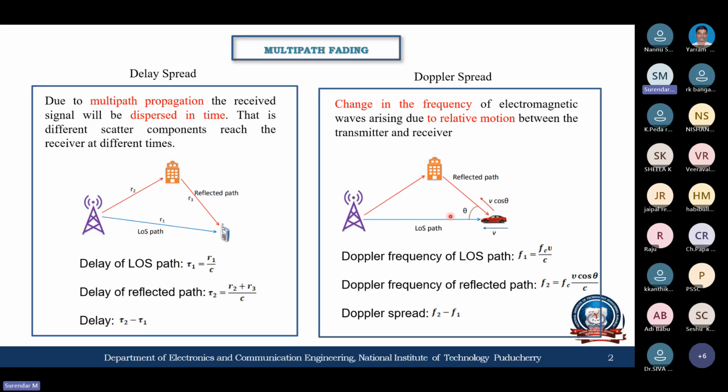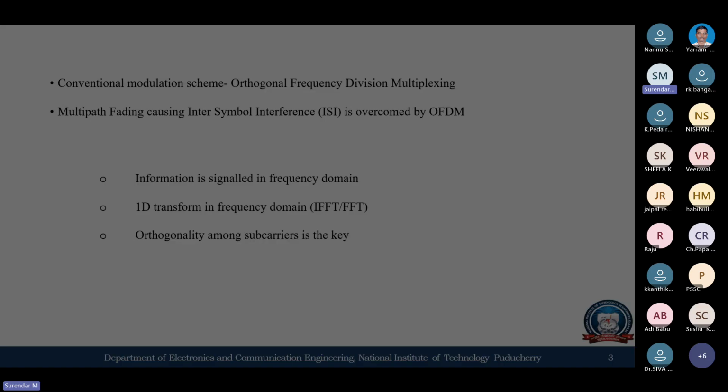Whereas the reflected path will have a Doppler frequency like this, where the reflected path makes an angle of theta with respect to the direction of the car. So based on this theta, we are adding a cos theta term here. So for that also there is a separate Doppler frequency. The difference among these two frequencies is actually known as the Doppler spread. Okay, so we need to know these two before we enter into the concept called orthogonal time frequency multiplexing.